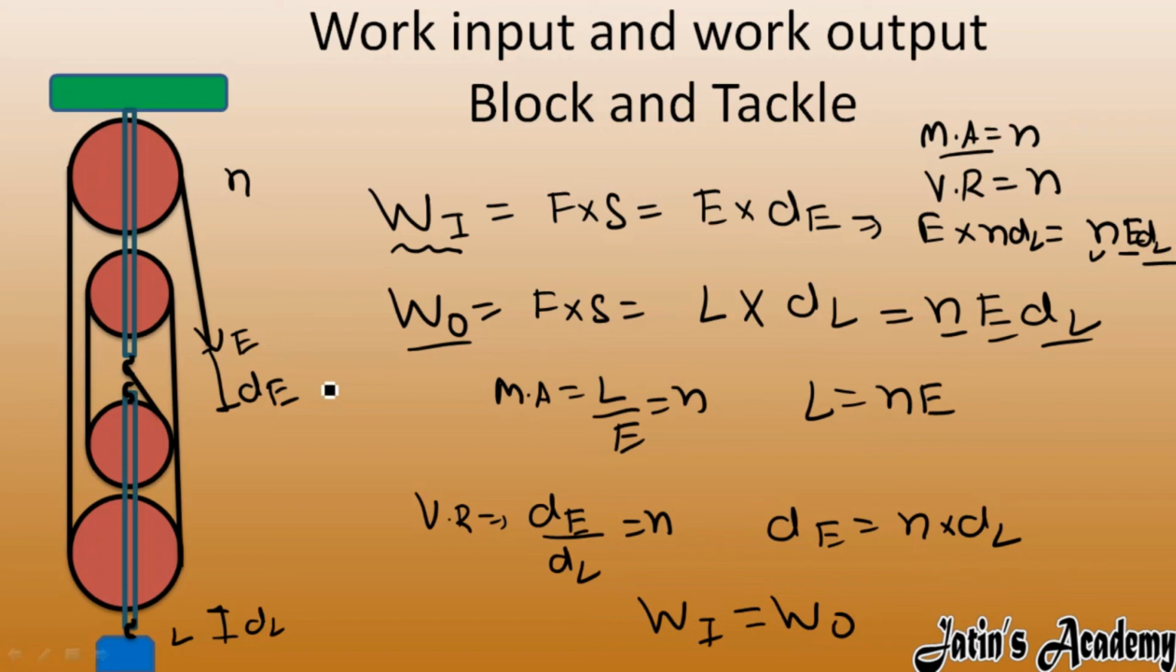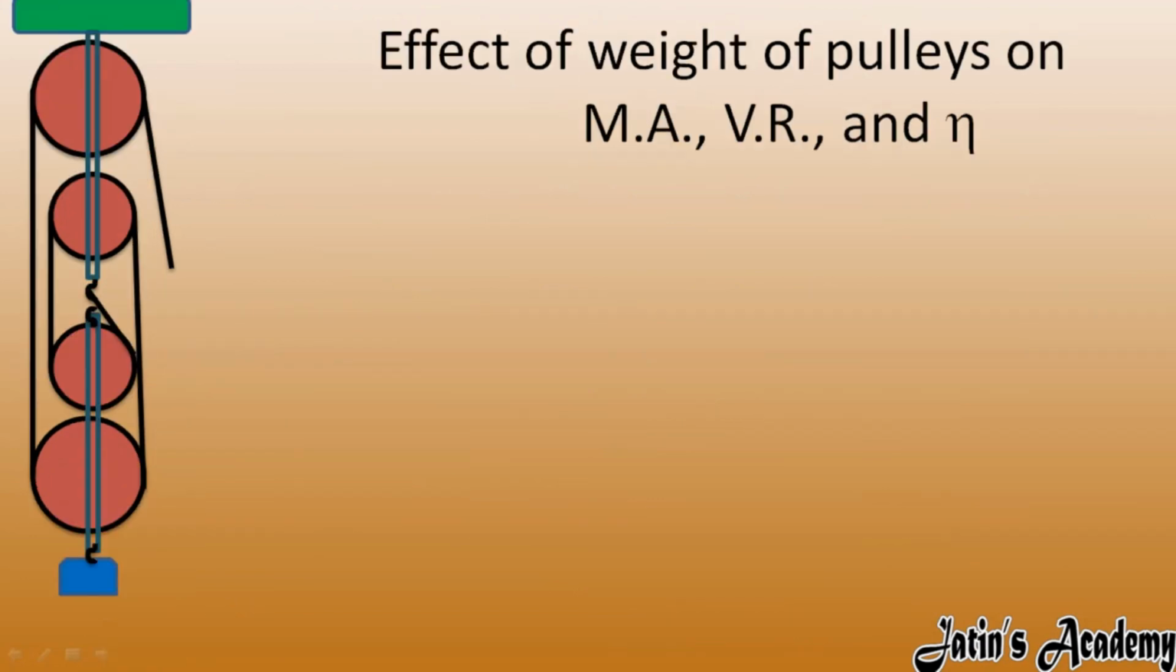Conservation of energy means the energy can neither be created nor be destroyed. It can only transfer from one point to another point, provided that here we are neglecting the losses, frictional losses and other losses. If there are some losses, then some part of energy is lost in overcoming those losses. Clear? Now let's see the effect of weight of pulleys on mechanical advantage, velocity ratio and efficiency.